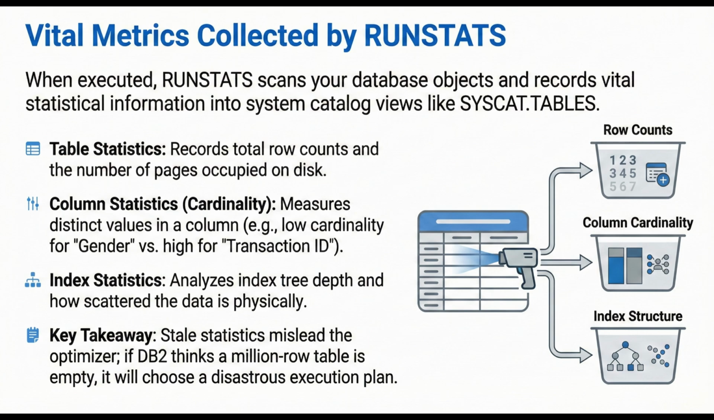The takeaway here is simple. Stale statistics lead to bad execution plans. If DB2 thinks a table has 0 rows because you haven't run stats, but it actually has 1,000,000 rows, it's going to choose a disastrous way to retrieve that data.